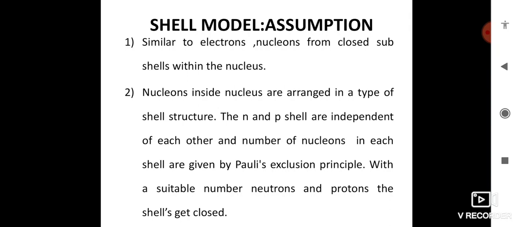Whereas in the liquid drop model, it is assumed that the nucleons exert influence on one another only at close range, or they interact strongly with their immediate neighbors. So this is the shell model and its assumptions.